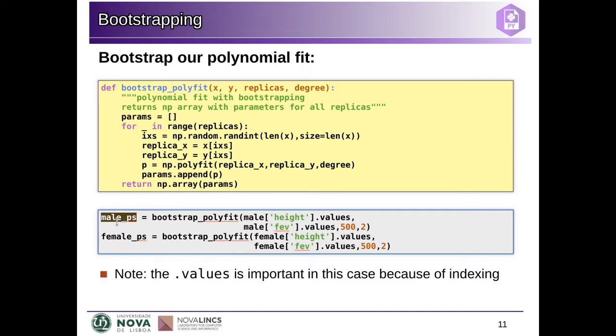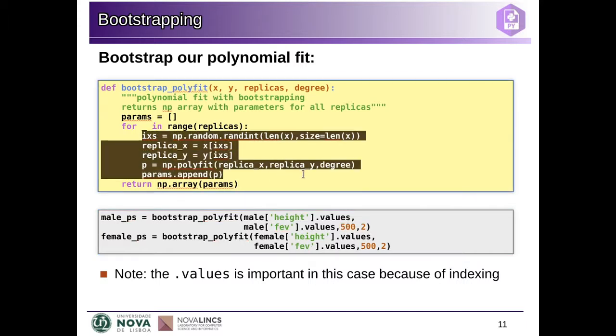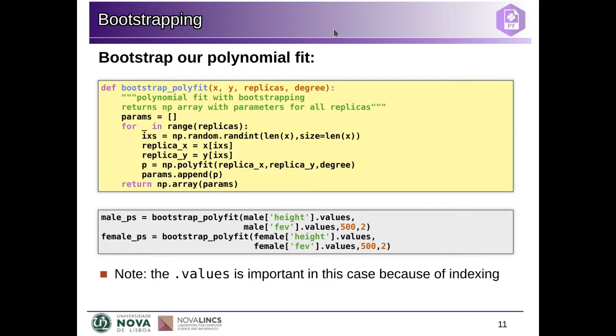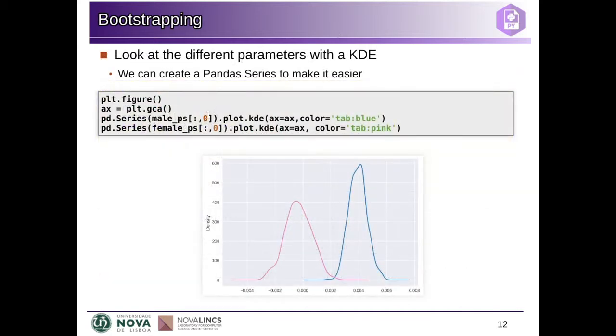So for each of these, we have 500 rows. And for each row, we have the 3 parameters for x squared, x, and a constant computed using a different replica. And now we can look at the distribution of these values to see if there is an actual difference between the two groups. For example, let's look at the first one, the parameter for x squared. We want to do a kernel density estimation graph with the distribution of the first parameter. And an easy way to do this is to take the first column of that matrix, turn it into a series with pandas Series, and then just call plot KDE on that one.